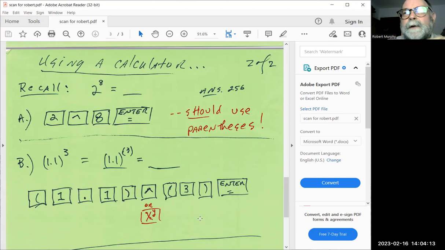Now, if you did this correctly, you should get 1.331. How come it's not 133.1? Oh, because we didn't multiply it by 100.